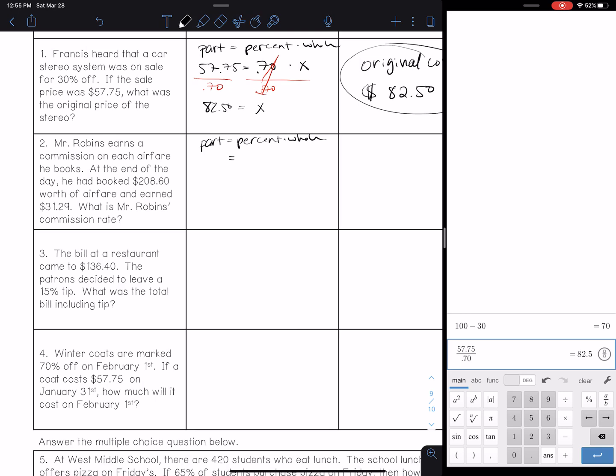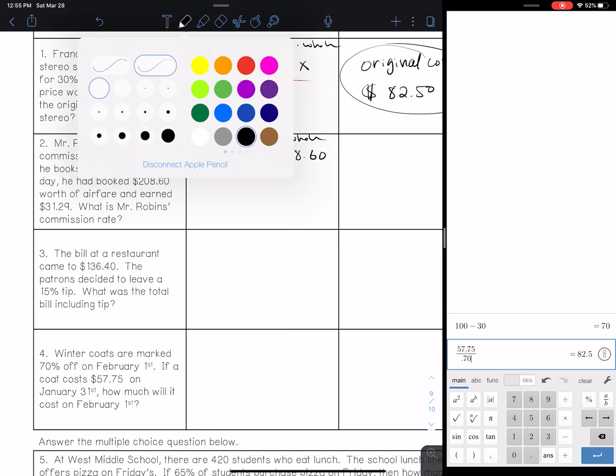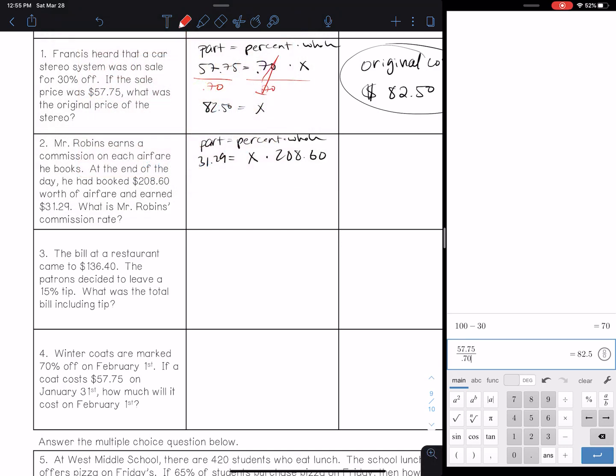Put an unknown variable, x. Now, at the end of the day, he booked $208.60 total. So that's the total amount. So what's the whole going to be? $208.60. What's the part? $31.29. And so, how do you isolate x? How do you solve for x? Divide both sides by $208.60.